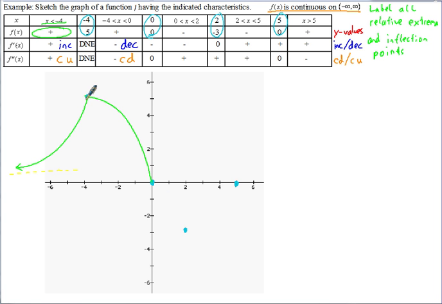Now let's see, why was this "doesn't exist"? Well, notice we've got an abrupt change in the slope. We've got a corner there. That's why the first derivative doesn't exist. And if the first derivative doesn't exist, then the second derivative can't exist there either.